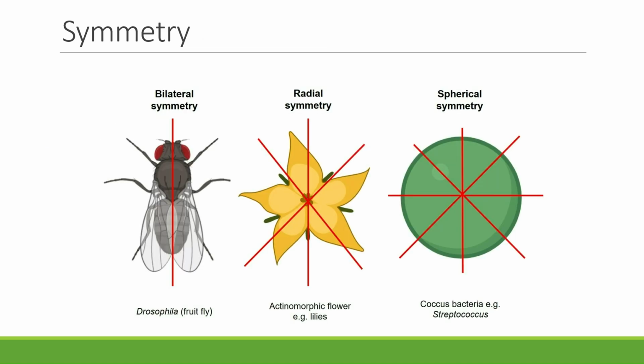Here we can see bilateral symmetry, as in Drosophila, the fruit fly. By dividing the body lengthwise, we have a bilateral symmetry of a left and a right half. We can also see how that contrasts to radial symmetry. There is a central axis that runs through the center of the flower, and along which we can divide the flower into equal halves. Finally, we have spherical symmetry, which refers to an organism that is shaped like a sphere, and any plane cut passing through the center divides the body into two mirror images or halves.